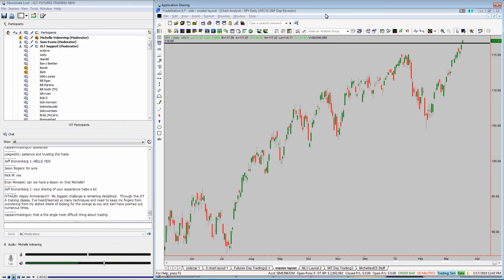Okay? A lot of times what happens is that people want to know what it is that Michelle Volmering is doing. They want to know what it is that Sam Seiden is doing, and they want to know what it is that Sam Evans is doing. Well, guess what? The reality of it is I could tell you exactly what I was doing, verbatim. And want me to tell you what would happen after I told you that?